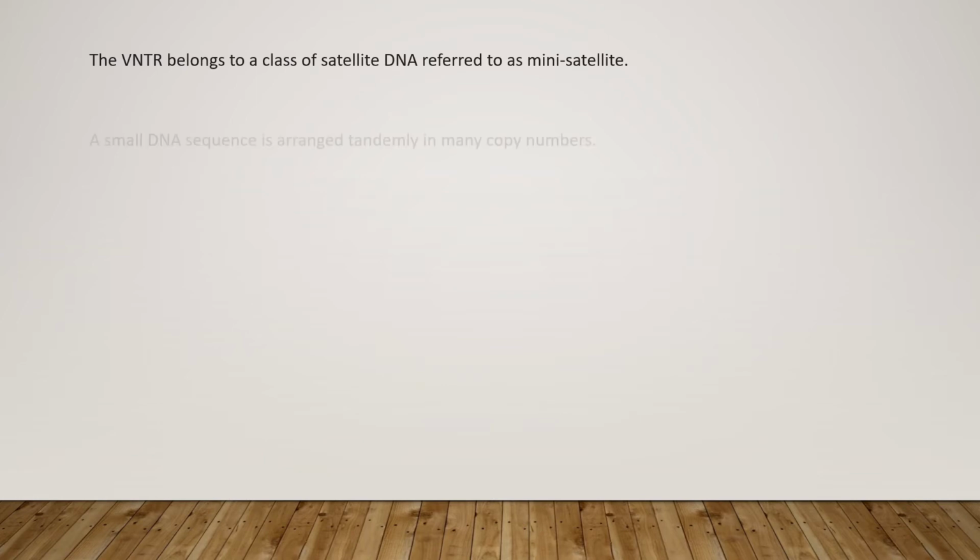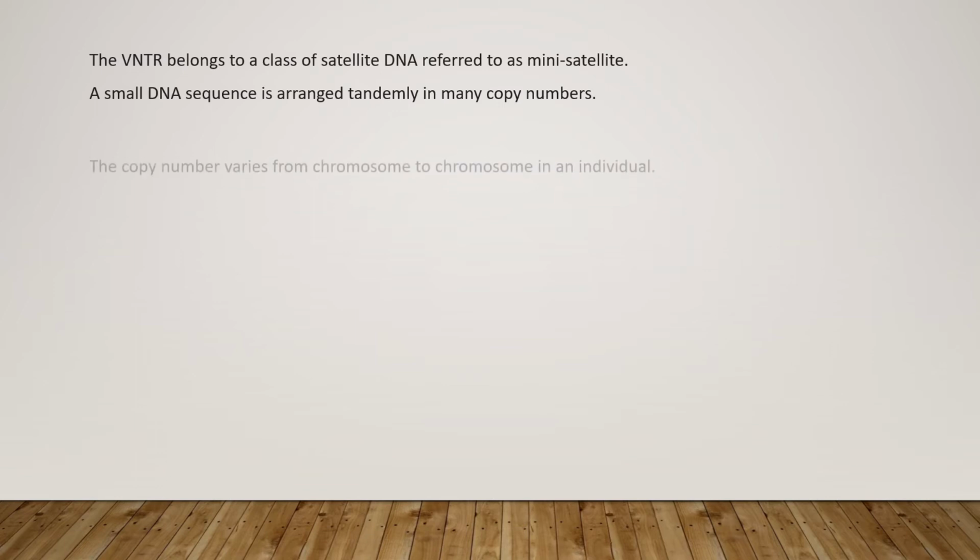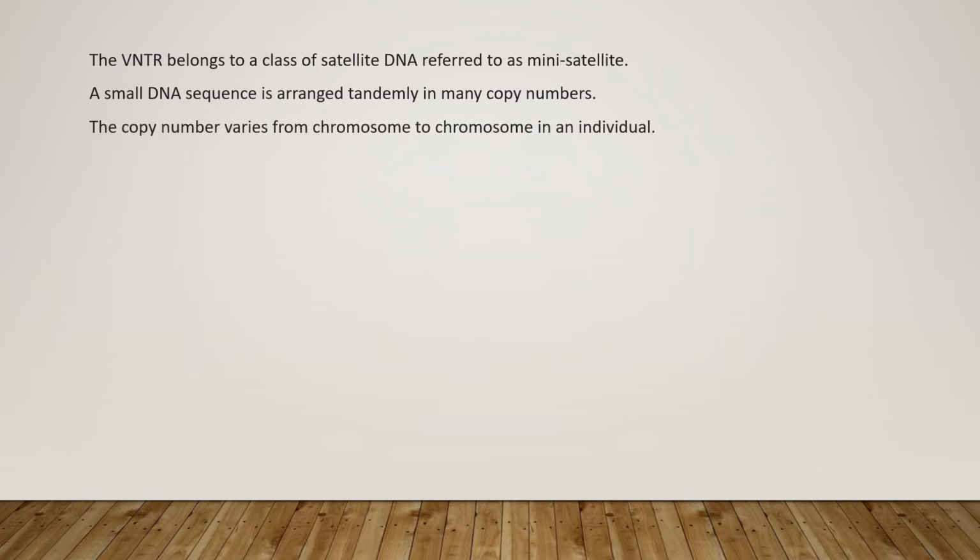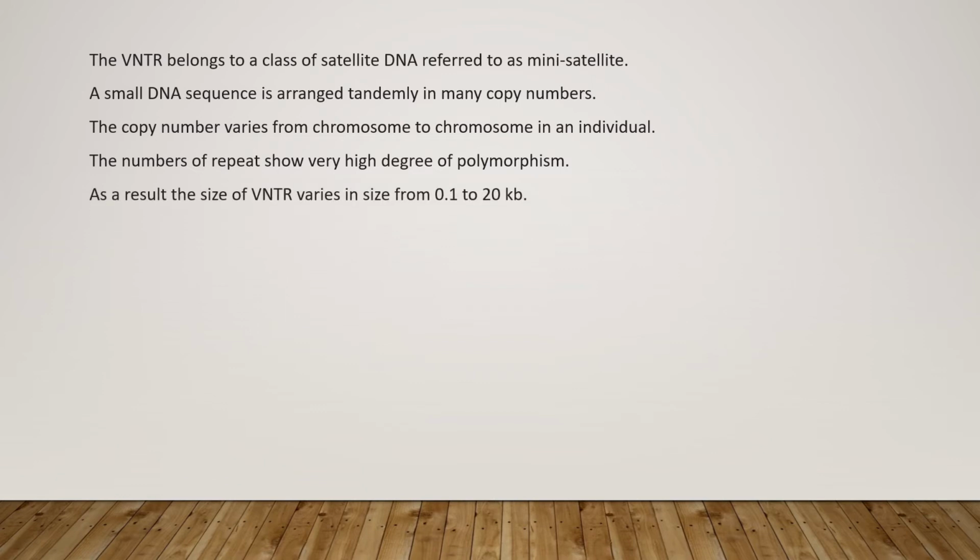The VNTR belongs to a class of satellite DNA referred to as mini-satellite. A small DNA sequence is arranged randomly in many copy numbers. The copy numbers vary from chromosome to chromosome in an individual. The numbers of repeats show very high degree of polymorphism. As a result, the size of VNTR varies in size from 0.1 to 20 kb.